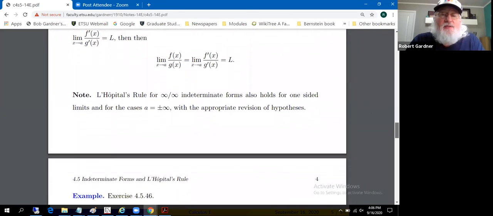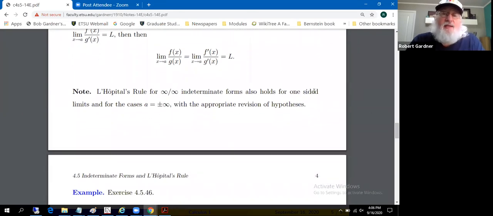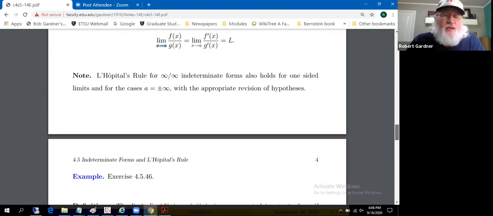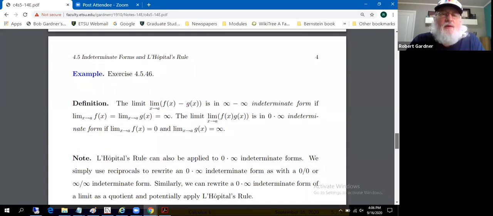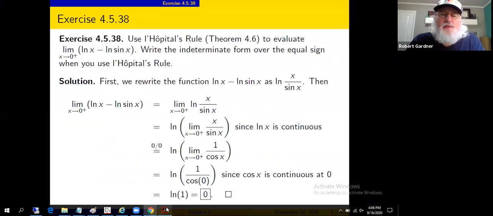Comment: these also hold for one-sided limits. These also hold when x approaches plus or minus infinity. The x value approaches plus or minus infinity as well. And some of these examples will involve that. Let's look at number 46.